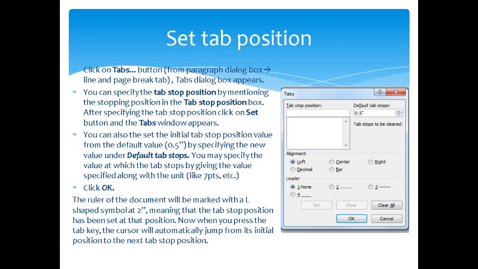We can increase or decrease it by writing the unit along with it. What kind of alignment we want to give, we can set it. Leaders also we can set. As we set the tab position, the ruler of the document will be marked with an L-shaped symbol, meaning that the tab stop has been set at this position. So as we press the Tab key, the cursor will automatically move from its initial position to the tab stop position.